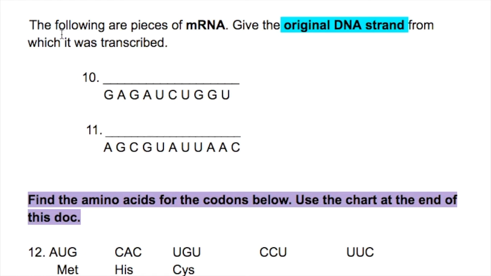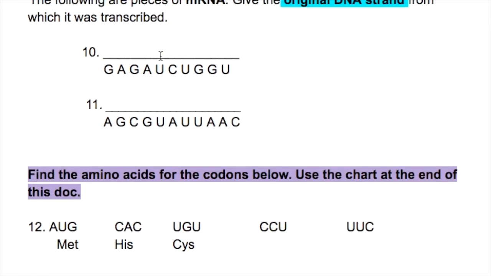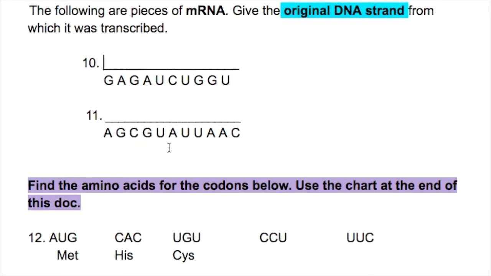For this one, it's a little different. You're going to use these pieces of RNA to give the original DNA strand. So remember, G and C always still go together, but there's no U in DNA, so that needs to be a T. Then keep going for the whole line. If it's a U, pretend it's like a T, so U pairs with A. Do that for 2 strands.